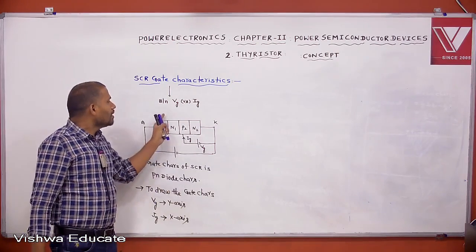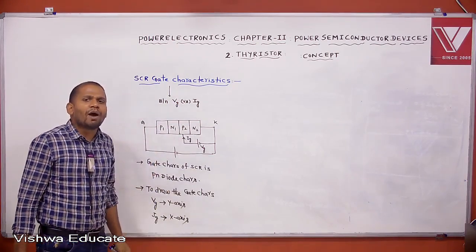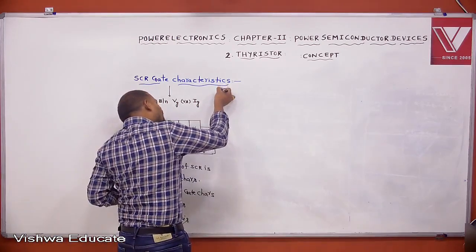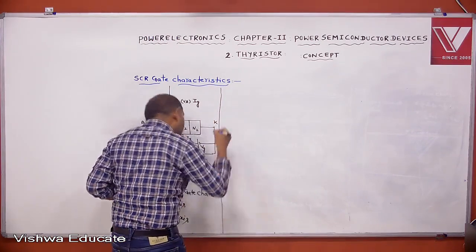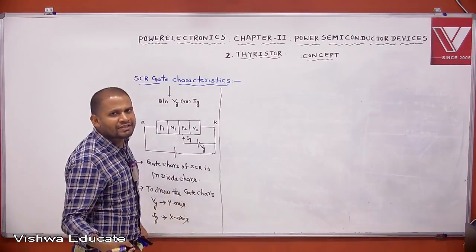But by drawing the gate characteristics, to find the operating point of a given gate terminal, there is one theoretical concept: how to find the operating point of a given thyristor gate terminal.